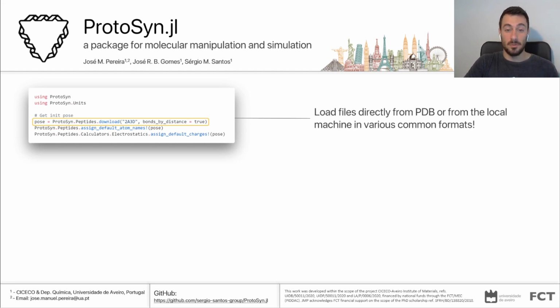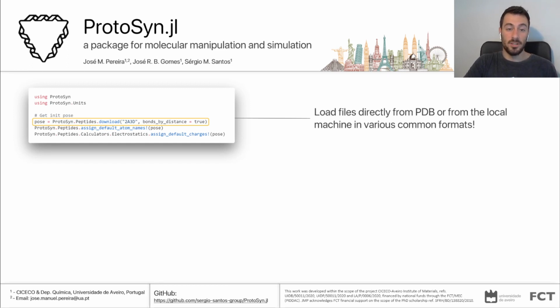First things first, we need to load a structure to be our target. In this case, we'll download it directly from the Protein Data Bank. Some, if not most, of the structures in the PDB do not have bond records, but ProtoSyn is able to infer these from interatomic distance matrices.